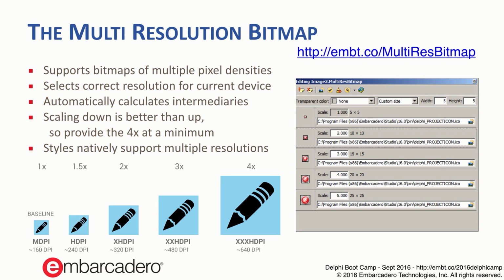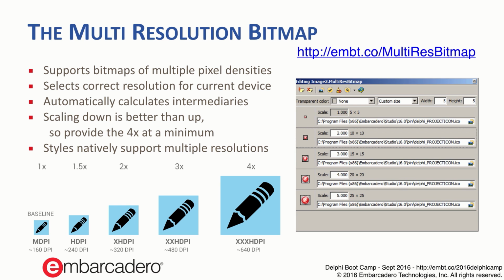But if you're adding your own graphics in, then you can use the multi-resolution bitmap. Now, by default, if you only provide one resolution for your image, then it will scale it up and down as needed for the different screen densities. But if you want your graphics to look the best, you can provide them at the different screen densities.